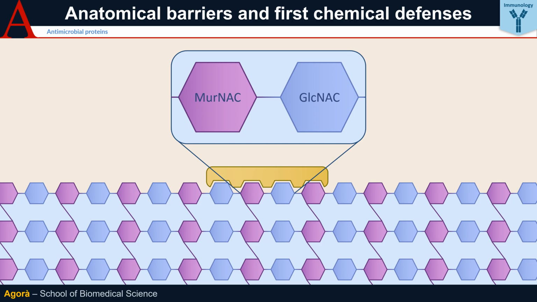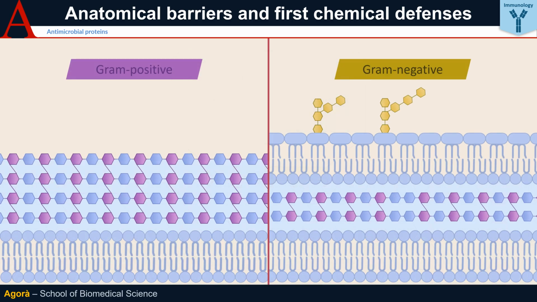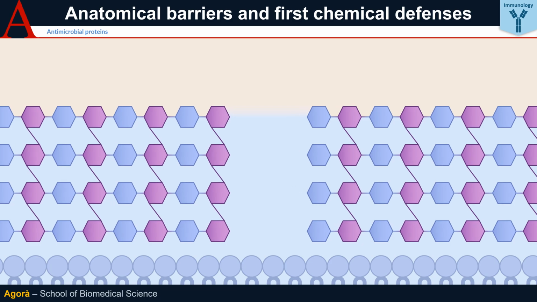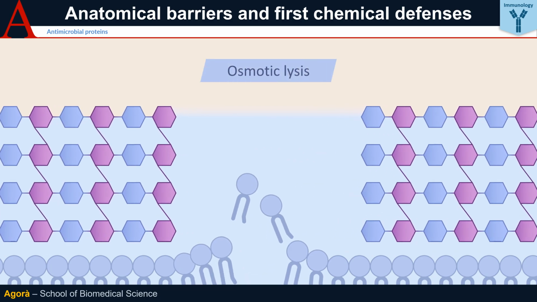As a result, lysozyme is particularly effective against gram-positive bacteria, which have thick peptidoglycan layers, while it is less effective against gram-negative bacteria, where peptidoglycan is shielded by an outer membrane. Disruption of the peptidoglycan chain compromises the bacterial cell wall, leading to osmotic lysis and bacterial death.